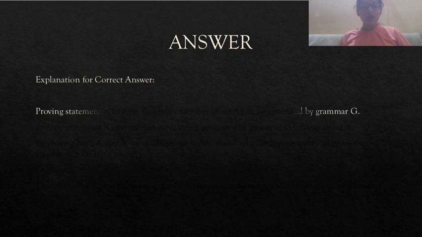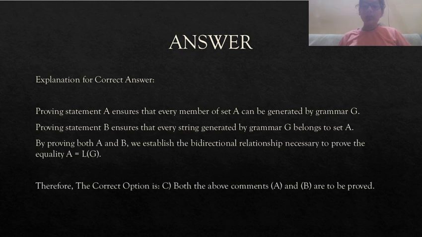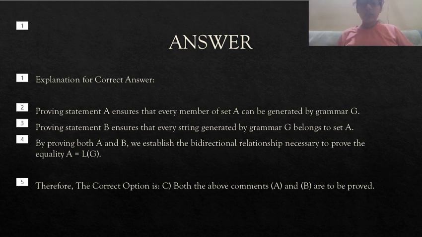So, explanation for the correct answer. Proving statement A ensures that every member of set A can be generated by grammar G. Proving statement B ensures that every string generated by grammar G belongs to set A. By proving both A and B, we establish the bidirectional relationship necessary to prove the equality A equal to L of G. Therefore, the correct option is C: both the above comments A and B are to be proved.